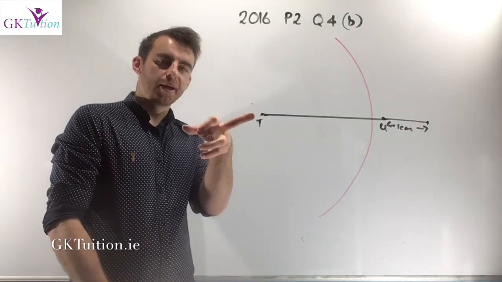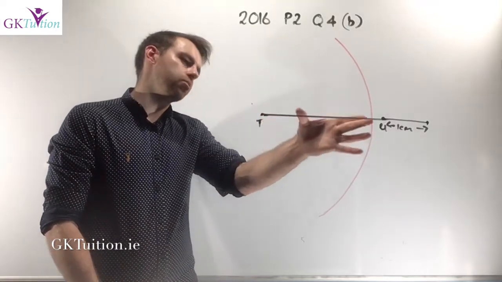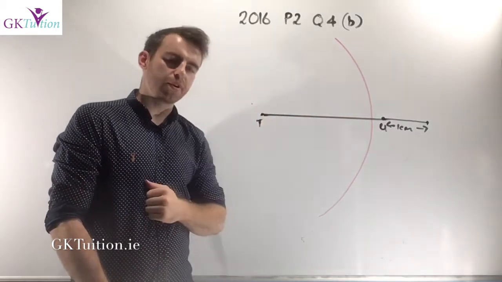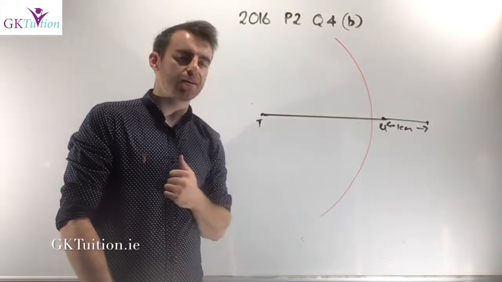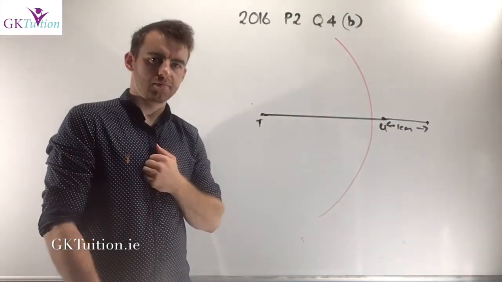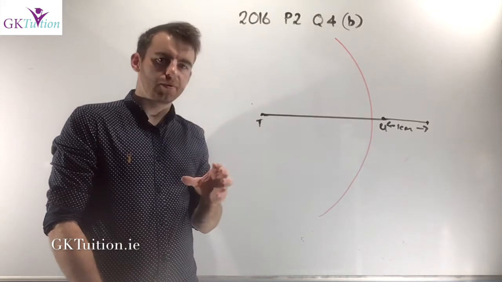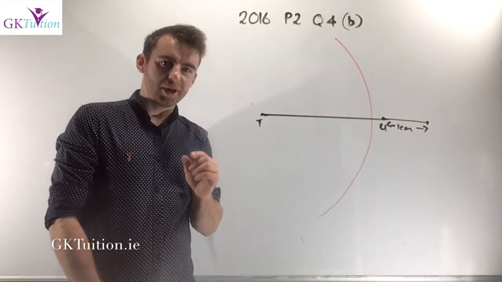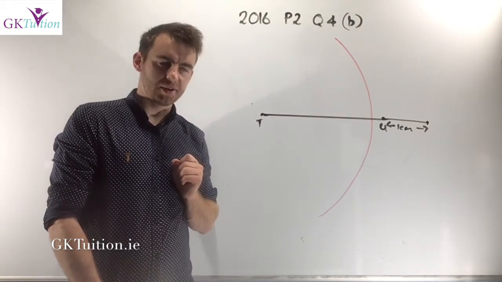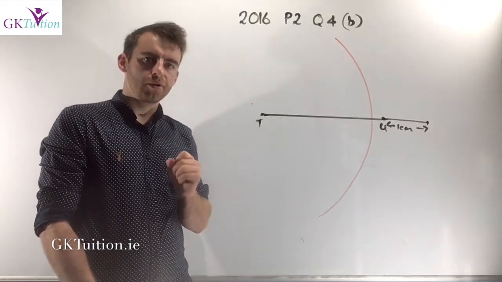So I place the pin of my compass here, measure the radius that is roughly 2/3 of the way from T to the end of the line, and I've drawn an arc. It only needs to be roughly 2/3 of the way. It's the next bit that has to be 100% accurate. Now I'm going to draw another arc.